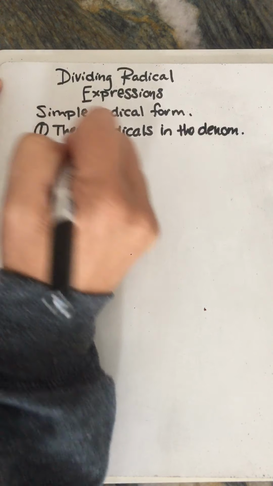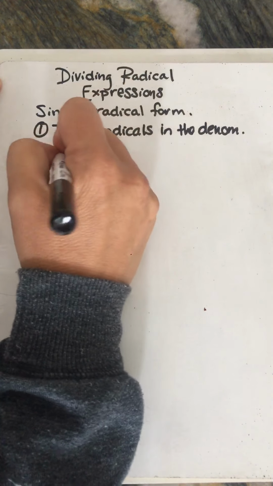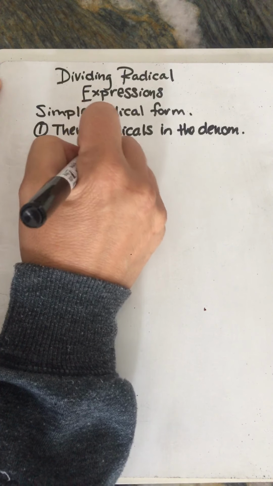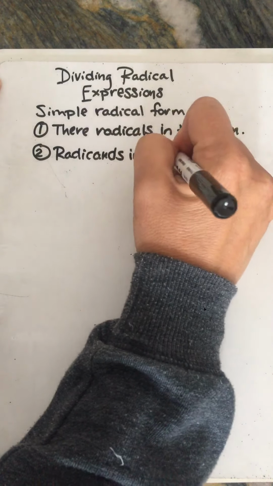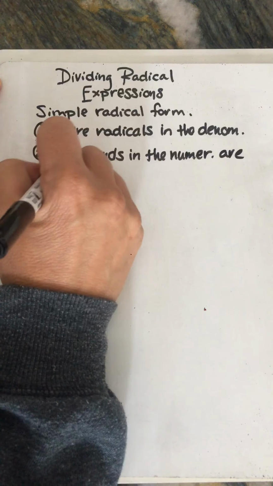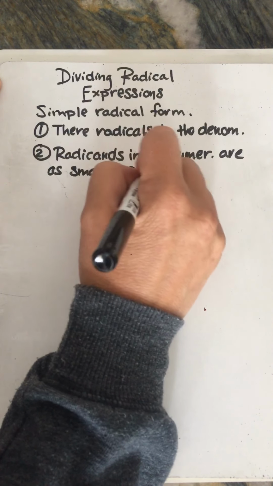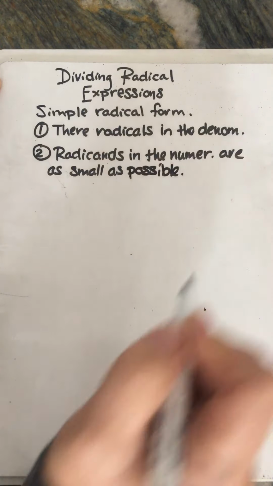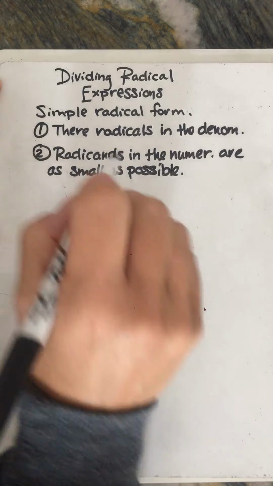Number two, the radicands in the numerator are as small as possible. Okay, so keeping that in mind, we are going to write everything in simple radical form today.